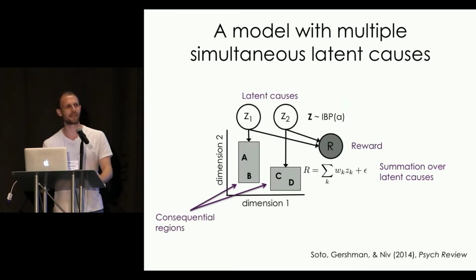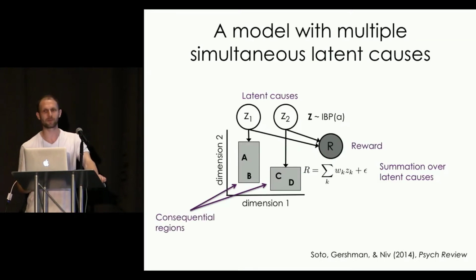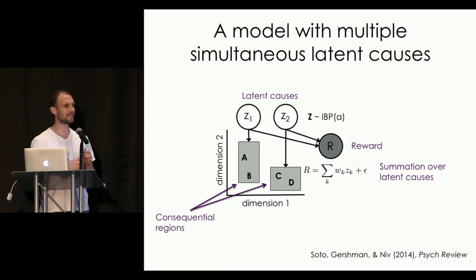So let me just lay out how we thought about this. This is the work of Fabian Soto. So the idea here is that summation doesn't actually operate over stimuli at all. It operates over latent causes. And Anna's going to talk more about latent causes in classical conditioning.